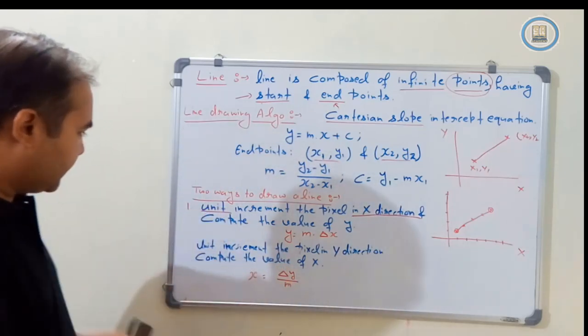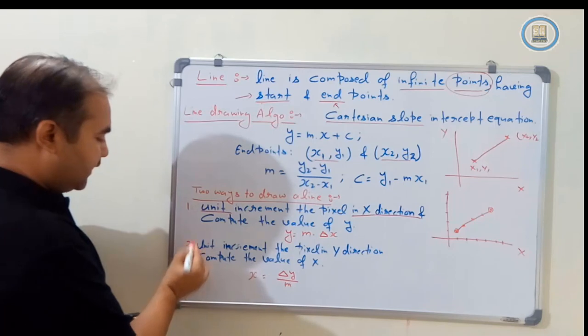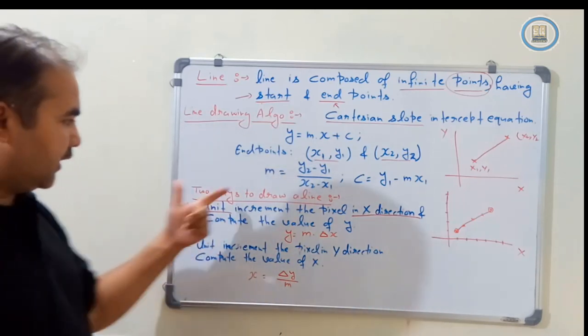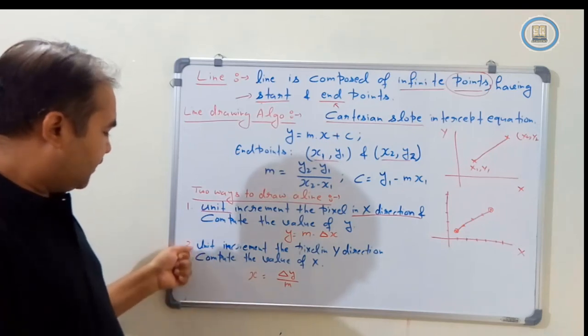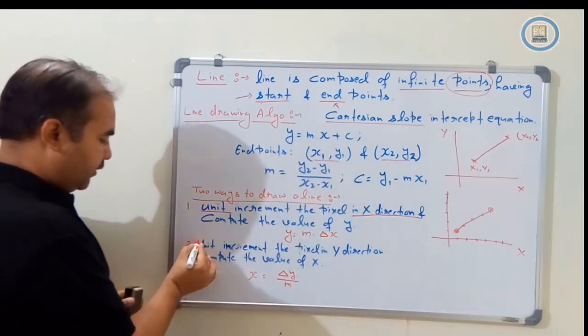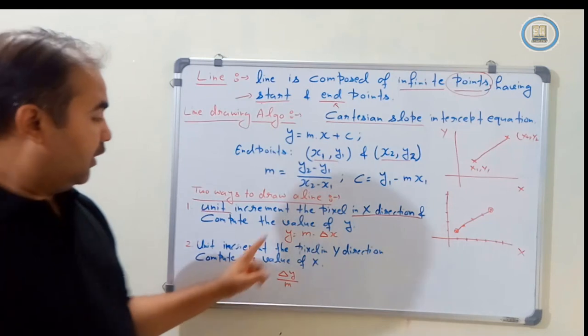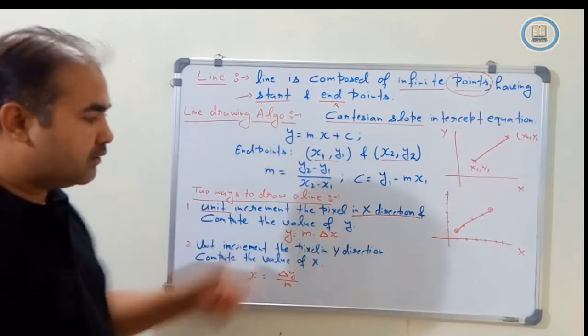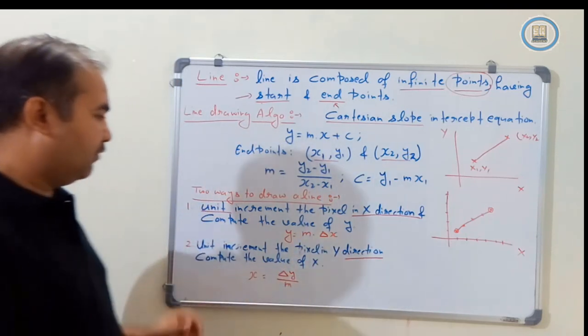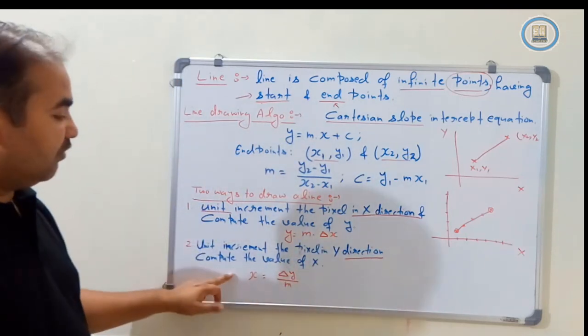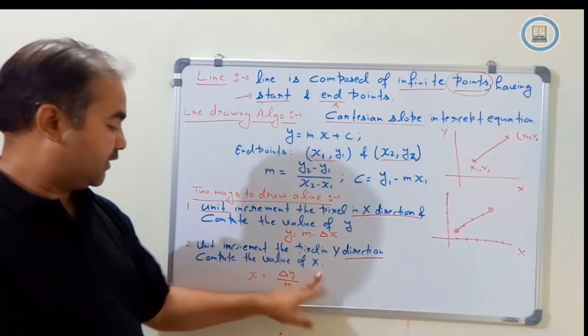The next thing is the next method. The line equation is the same, but we can change the method. What is the method? We will go for the unit increment of the pixel in the y direction. This time we reverse the scenario: we change the direction to the y direction and compute the value of x.